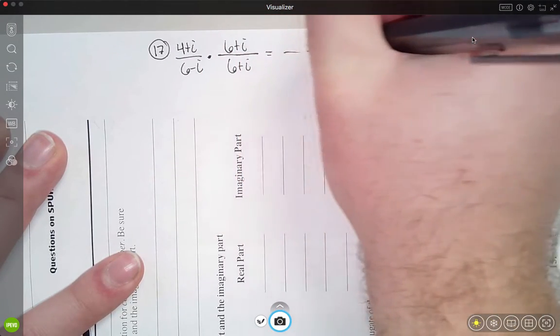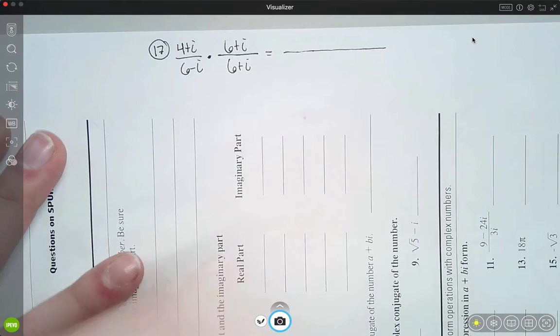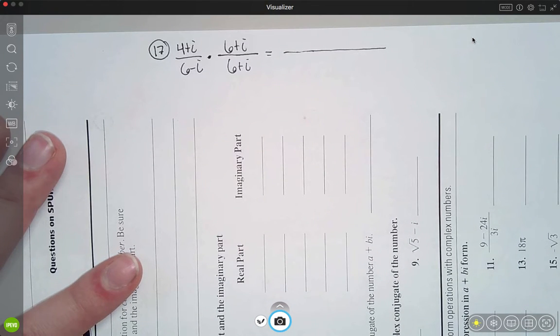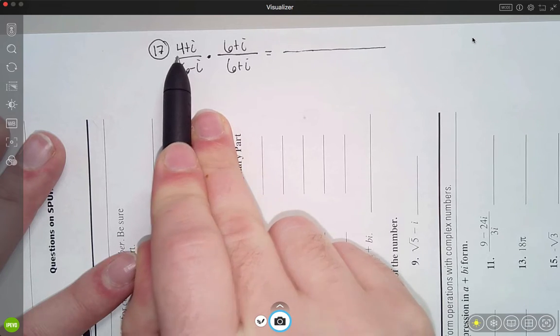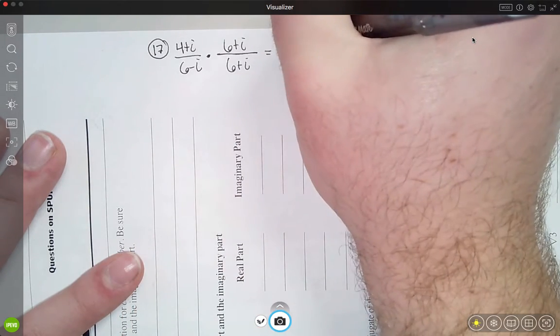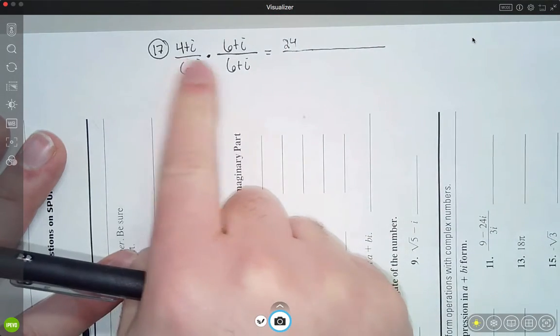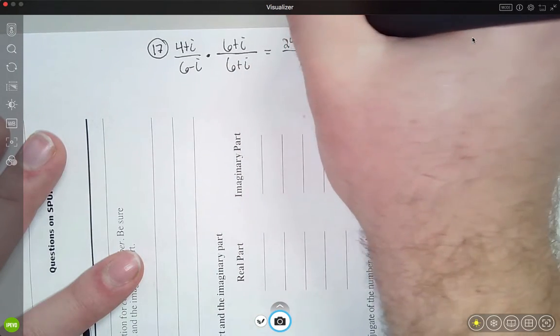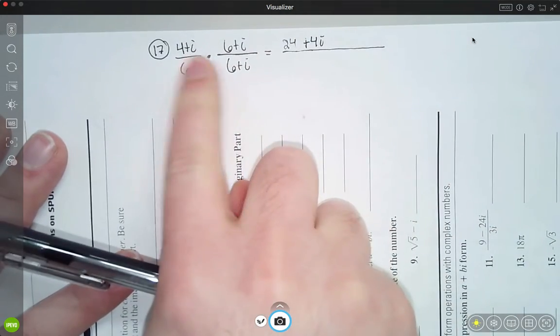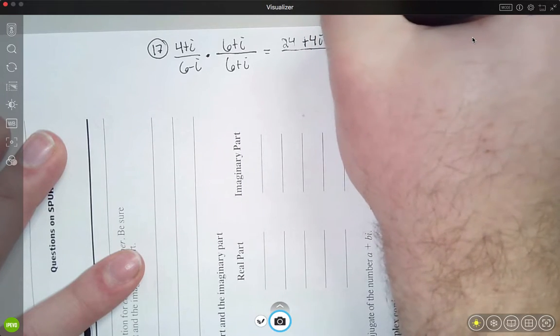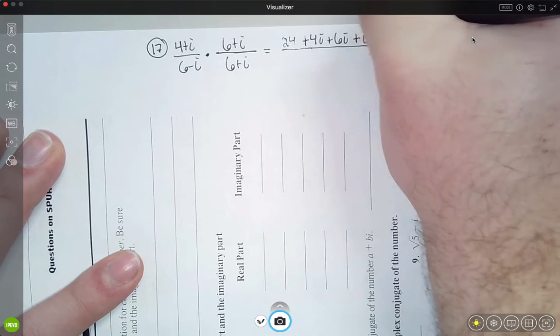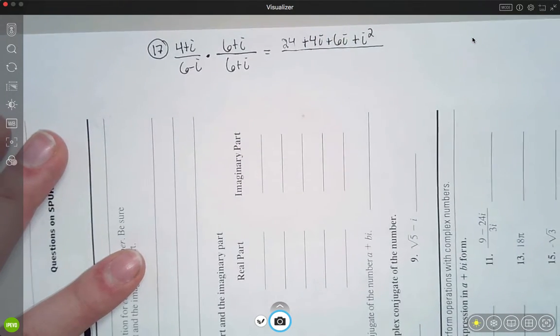When I do that, I now create for myself 2 entire FOILing problems. So I'm multiplying 2 binomials together. So the first one on top, I'm going to multiply the 4 times the 6, which gives me a 24. I'll do a 4 times an i, which gives me a 4i. I'll do the i times a 6, which gives me 6i, and i times i gives me a positive i squared. And we'll deal with the simplifying here in just a minute.